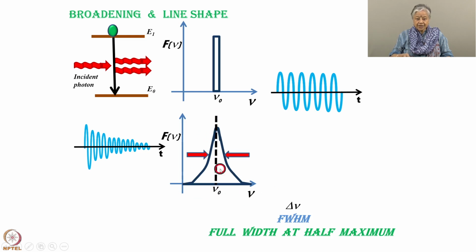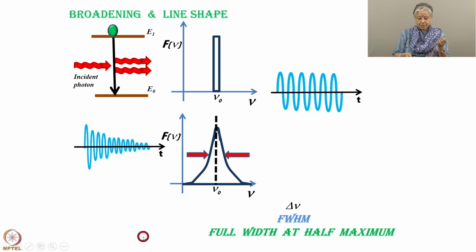There is a broadening, and this is called the line shape function. What is the shape of this line? That is because those additional frequencies have come into being, and on either side of nu 0 you have so many frequencies, so you get a broadening. But mathematically you would like to quantify this broadening. How much has it broadened? And the way to quantify it is the full width at half maximum.